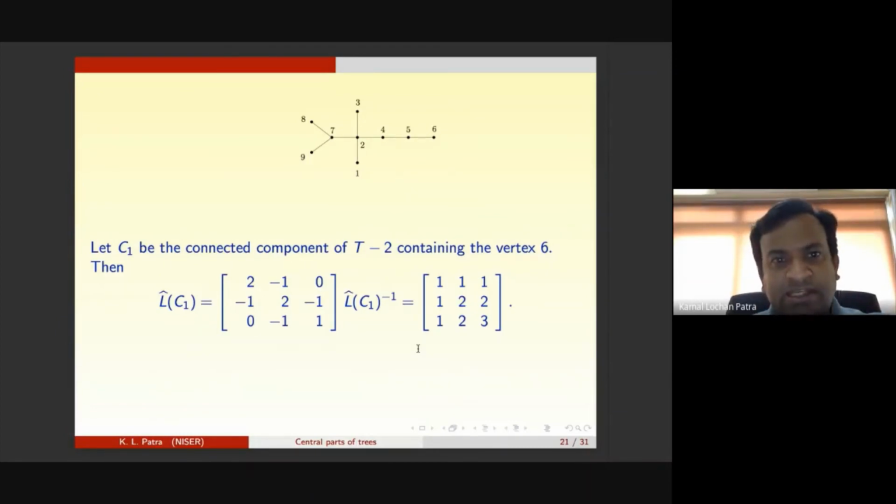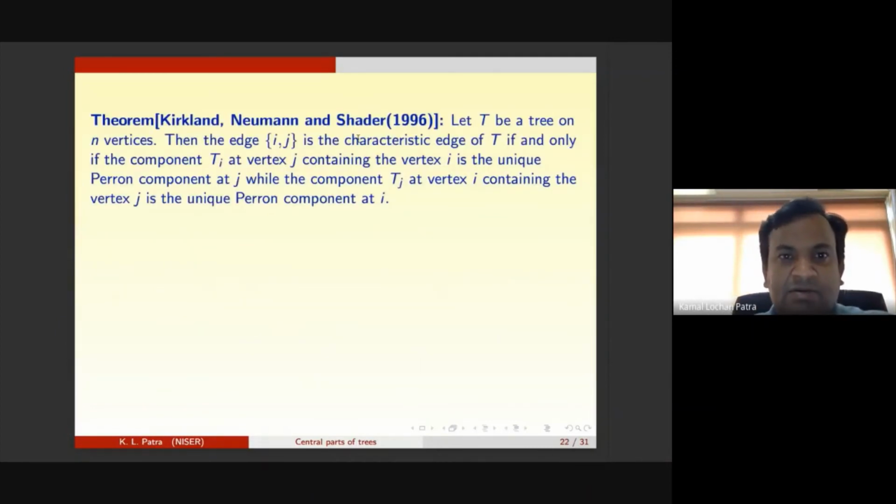So using this, Kirkland, Neumann and co-authors proved exactly where the characteristic set is. They proved that if T is a tree on n vertices, the edge IJ is the characteristic edge of T if and only if the component Ti at J is the unique Perron component at J, and the component Tj at I is the unique Perron component at I. If you delete the vertex J, the component containing I is the unique Perron component, and deleting I, the component containing J is the unique Perron component. Then this will be the characteristic edge.